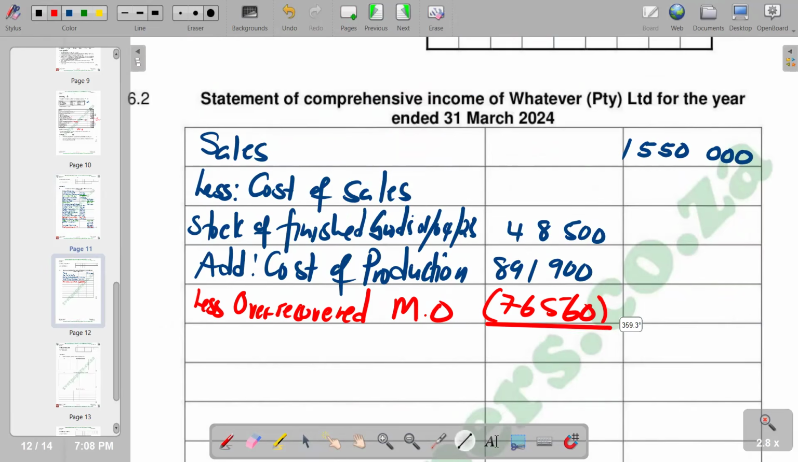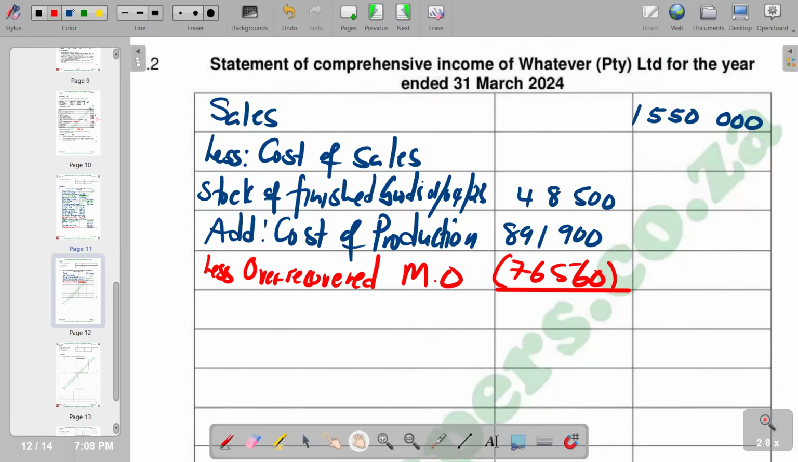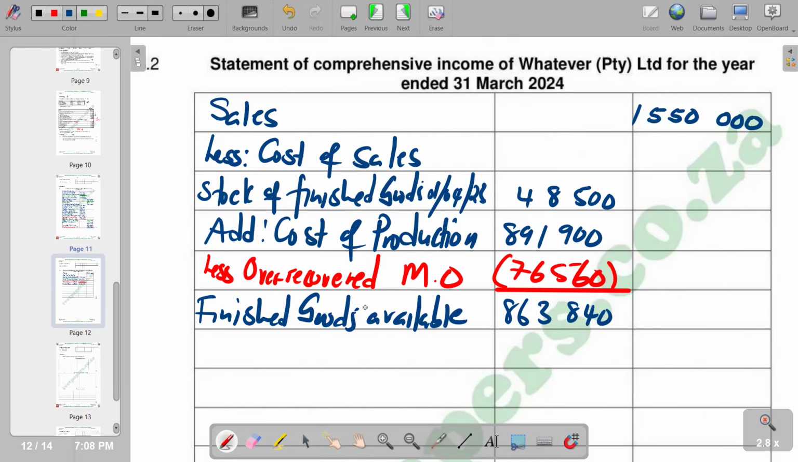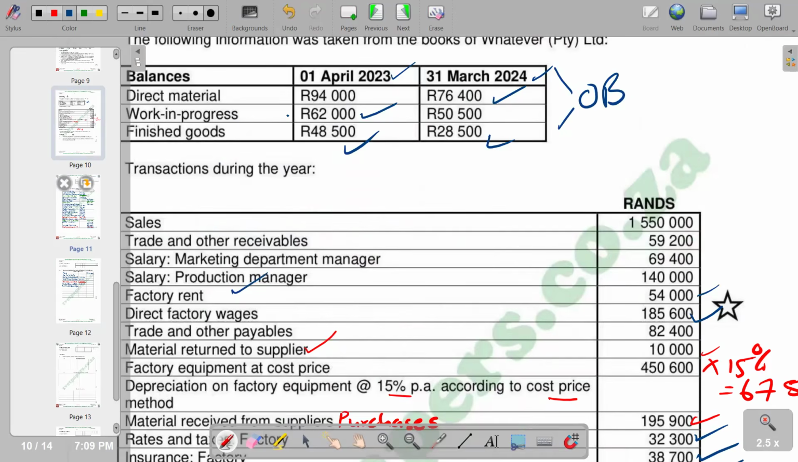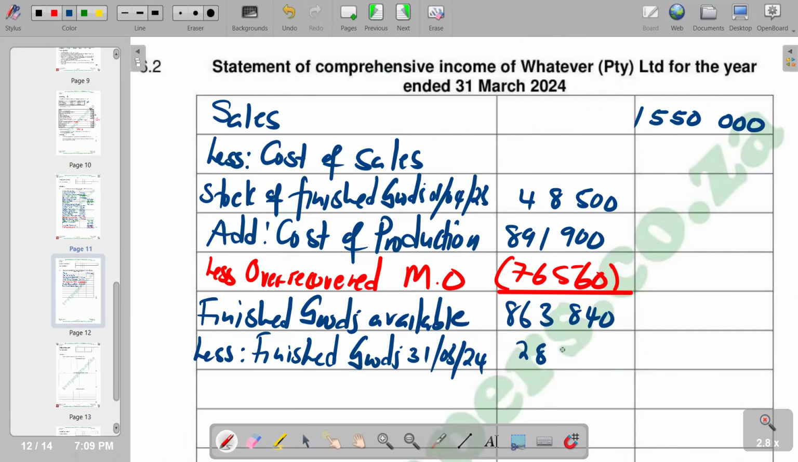So with that, we can rule off to calculate. If you say 48,500 plus 891,900 minus 76,560, your figure is 863,840. And these are finished goods available. And of course, you now less finished goods at the end. Less finished goods, and the date now is 31/03/24. And we check in terms of that balance, which we are given, it is 28,500. So subtract it.